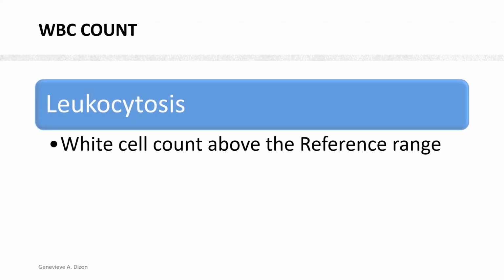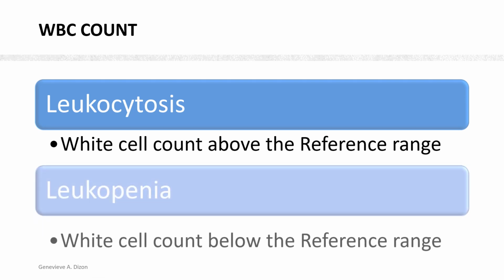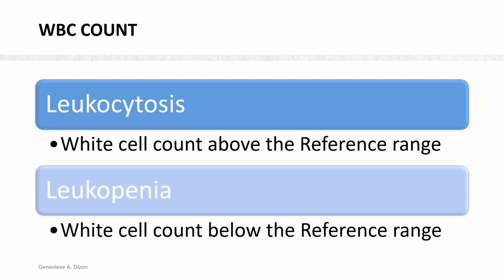Leukocytosis refers to white cell counts above the reference range, and leukopenia refers to white cell counts below the reference range.